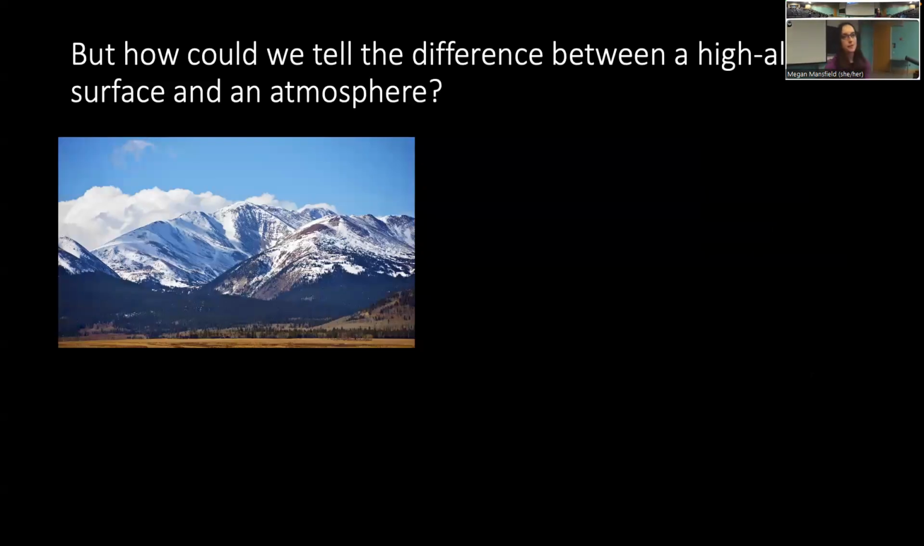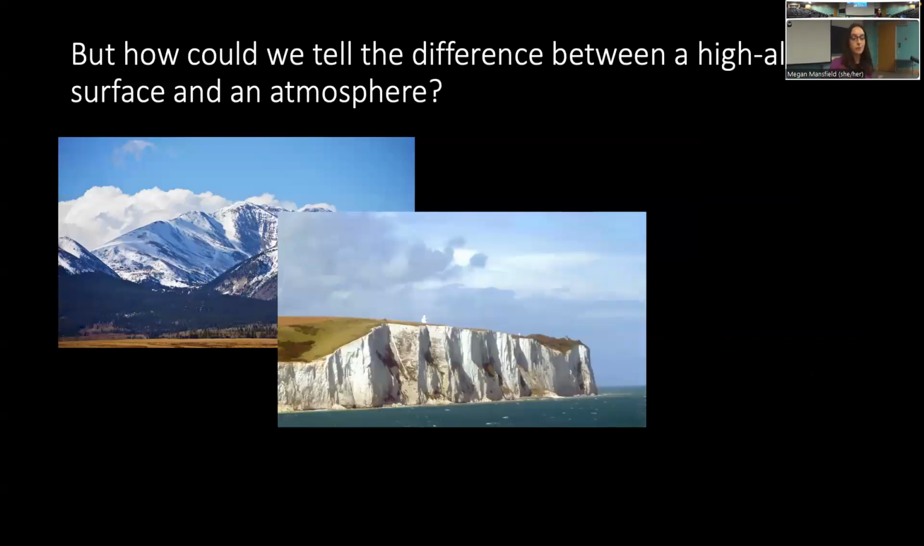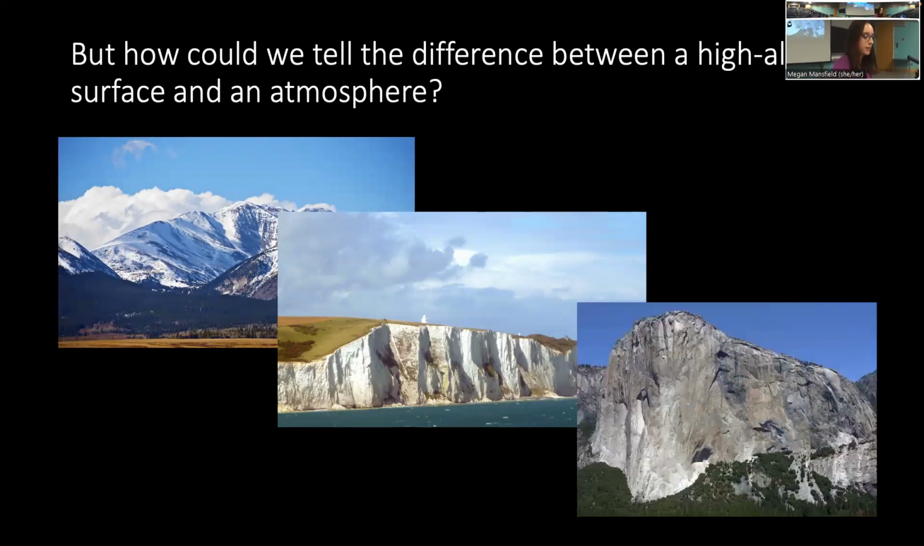Now, there's one subtlety to this that you may have thought of already, which is how could we tell the difference between a high albedo atmosphere and a high albedo surface? So on Earth, we have plenty of surface types that are high albedo enough that you could probably confuse them with clouds. We've got snow, rocks like the White Cliffs of Dover, which is a limestone, or granites like the one here from Yosemite. So all of these are really high albedo and could potentially be confused with an atmosphere.